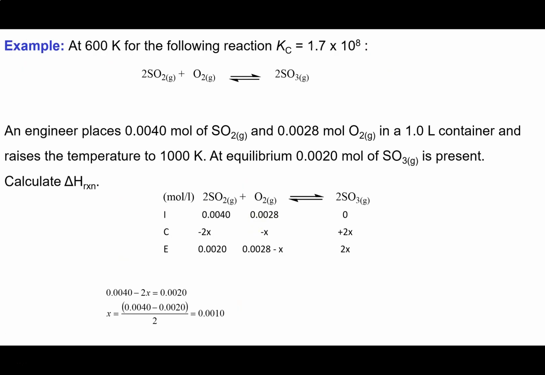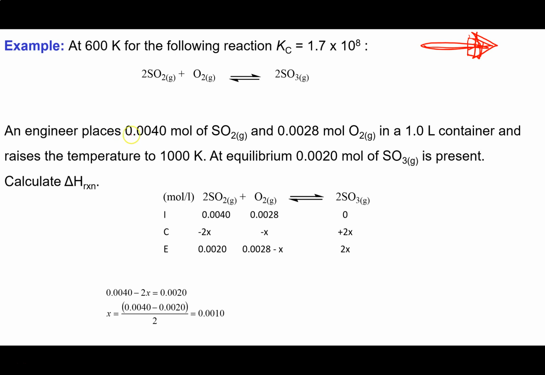Okay, so here's an example problem. It says at 600 K for the following reaction, Kc equals 1.7 by 10 to the 8. So what that's really telling you is it definitely favors the right-hand side. This reaction, I would imagine, is going to be almost all products at this particular temperature. 1.7 by 10 to the 8 is a big number.